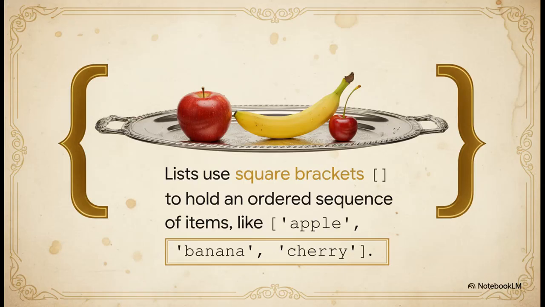Ordering up a list couldn't be easier. You just use square brackets. And inside, you can put pretty much whatever you want. Strings of text, numbers, you name it. Just make sure they're separated by commas. So something like apple, banana, cherry gives you a list with 3 fruits. The key thing to remember with lists is that the specific order you put them in really, really matters.